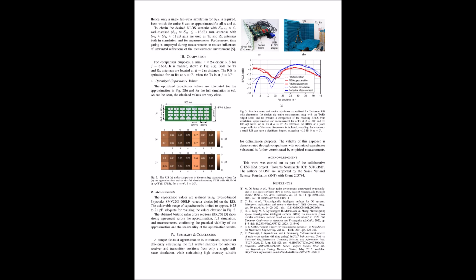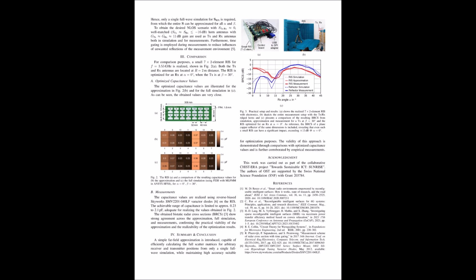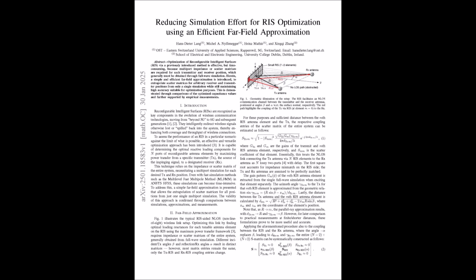Exactly. And this tunability is what makes varactor diodes so appealing for RIS applications. It allows you to dynamically adjust the reactance of each RIS element. And that dynamic adjustment is key for optimizing the signal reflection. Precisely. By changing the voltage applied to each varactor diode, they can fine-tune the phase of the signal reflected by that element.